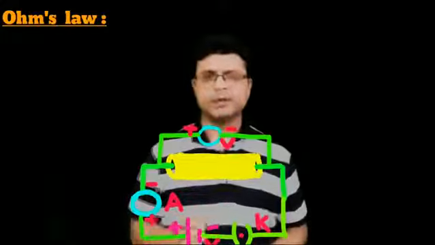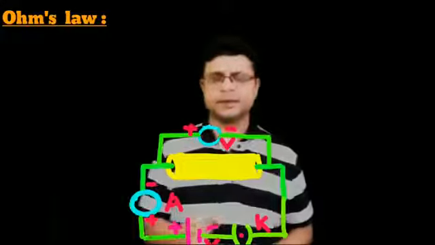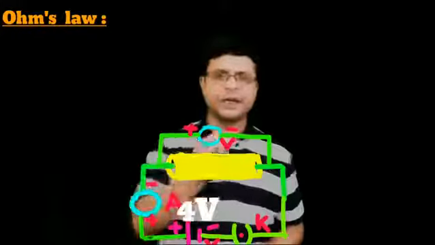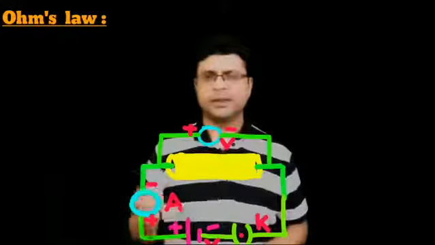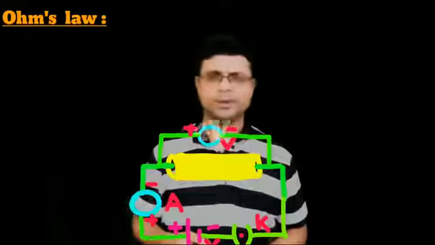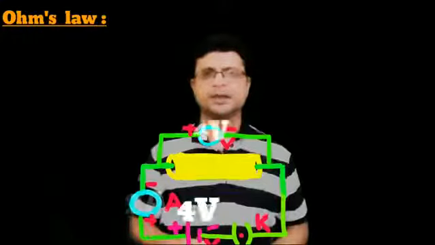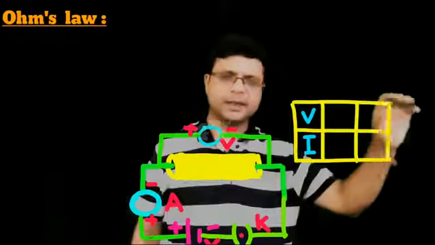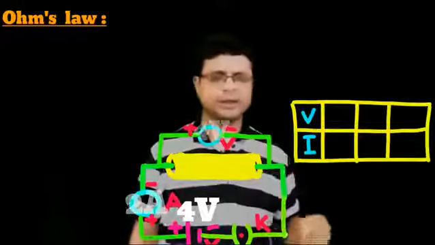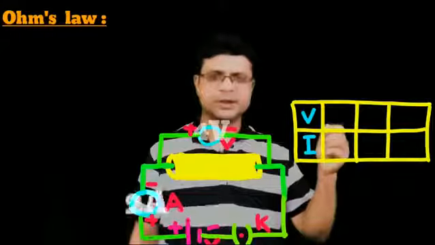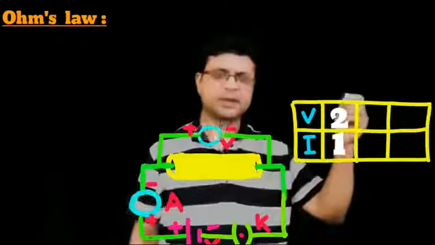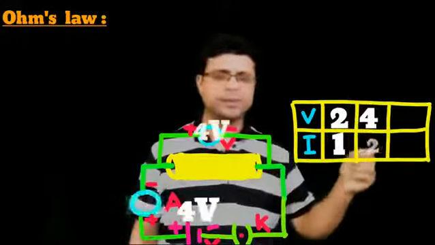Next we change the potential difference of the battery, say to 4 volt. Then let us take the ammeter reading and the voltmeter reading. The ammeter gives the current as 2 ampere and the voltmeter gives 4 volt. Simultaneously let us make a table. The potential difference and the current are noted. When the potential difference is 2 volt, current is 1 ampere. When potential difference is 4 volt, current is 2 ampere.